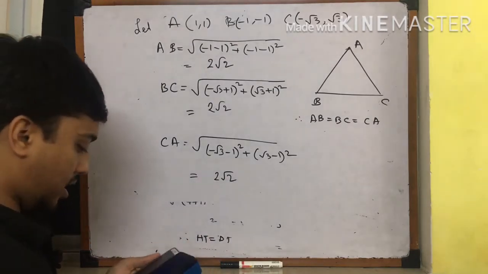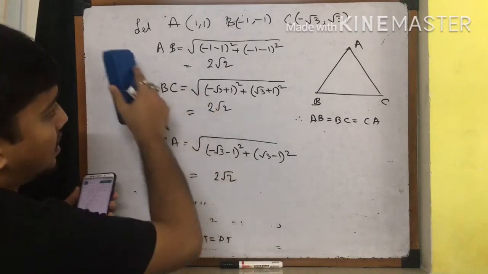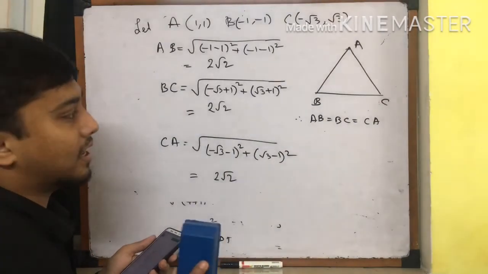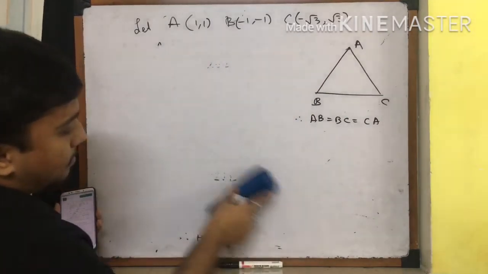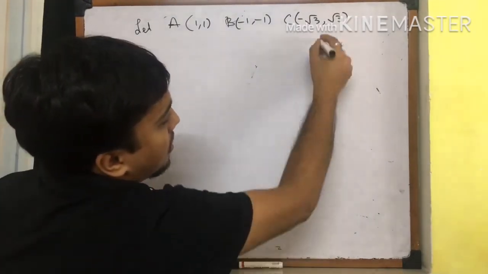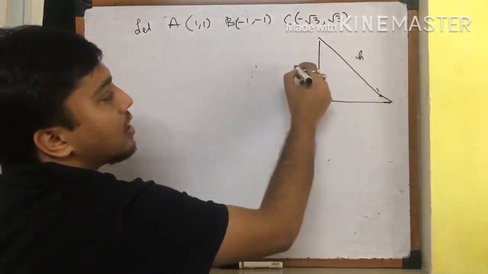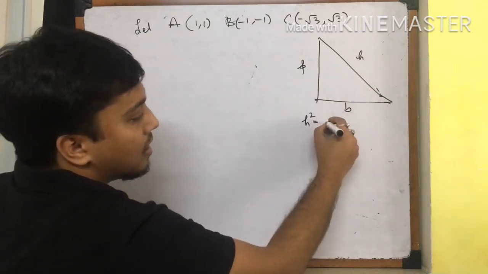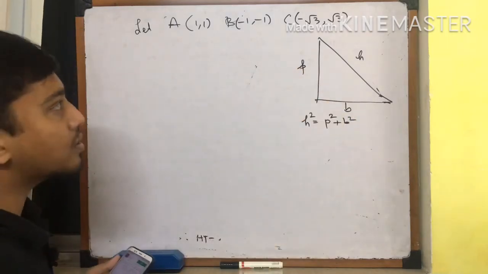Therefore, this forms an equilateral triangle. Now, heading towards the next sum, we have to prove a right angle triangle. The same type of 3 points are given. We have to prove that this forms a right angle triangle. What we'll have to do? Let's see. In a right angle triangle, what do we know? Hypotenuse, perpendicular, and base. We know that according to Pythagoras theorem, hypotenuse square is equal to p square plus b square. That means perpendicular square plus base square.